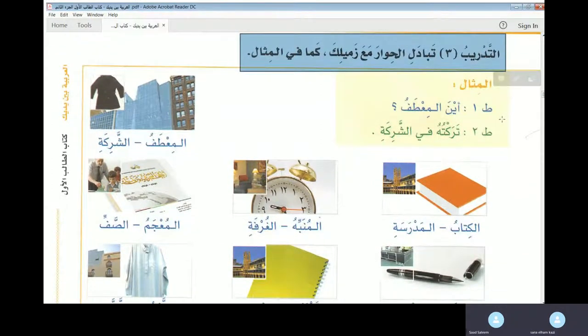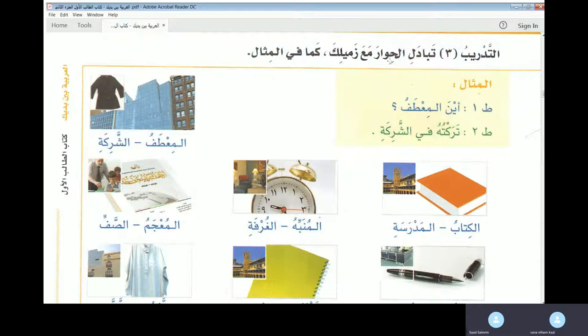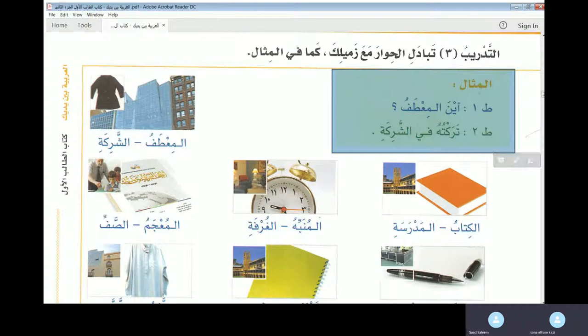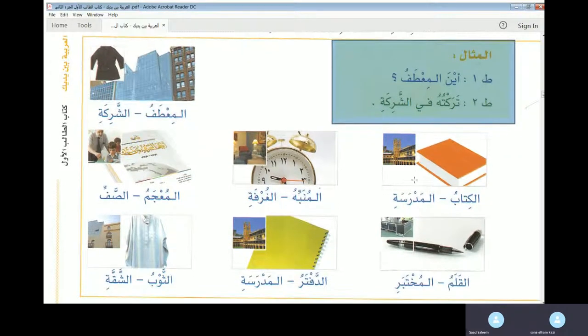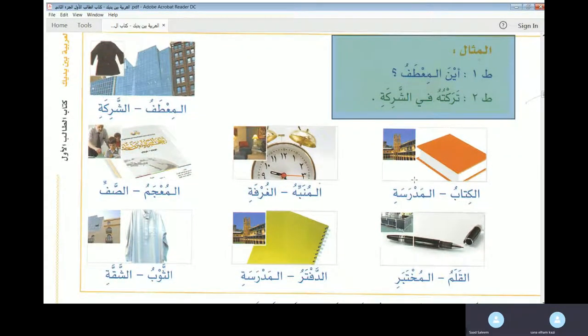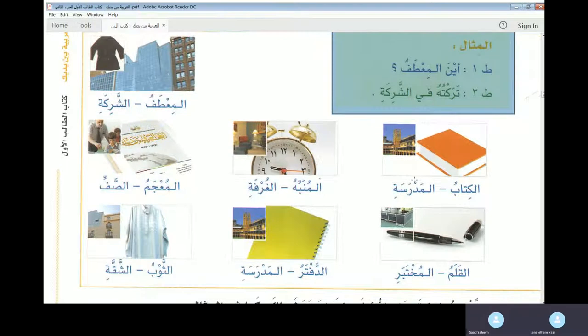التدريب الثالث: تبادل الحوار مع زميلك كما في المثال. Start the exercise, exchange the dialogue with your colleague like in the example. المثال، طالب الأول: أين المعطف؟ Where is the coat? طالب الثاني: تركته في الشركة. I left it in the company.